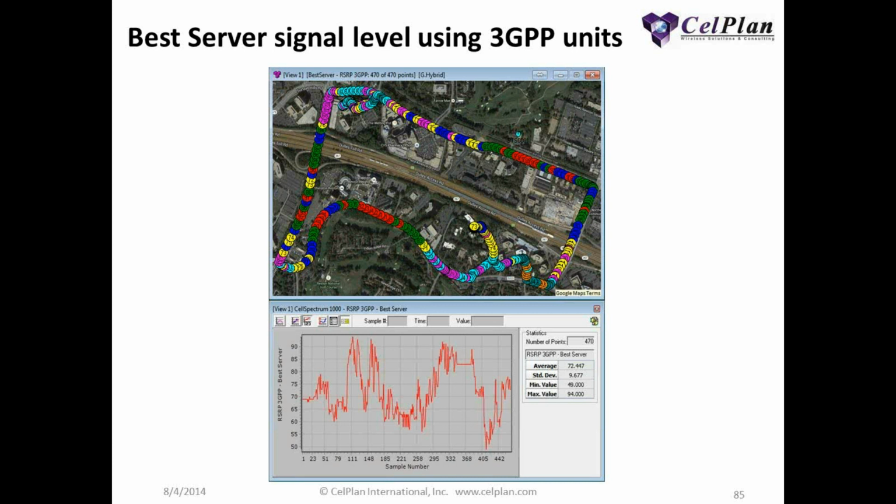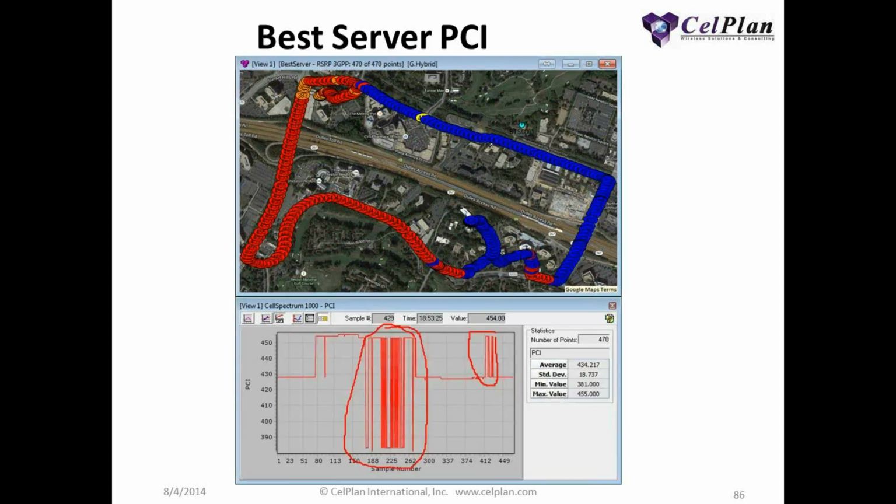Basically what we are showing here is the best server PCI. So I will ask you a question. What does this area suggest? This area and this area. Well, mainly this area suggests that we don't have a dominant best server. So most probably in this area we'll have a lot of issues.